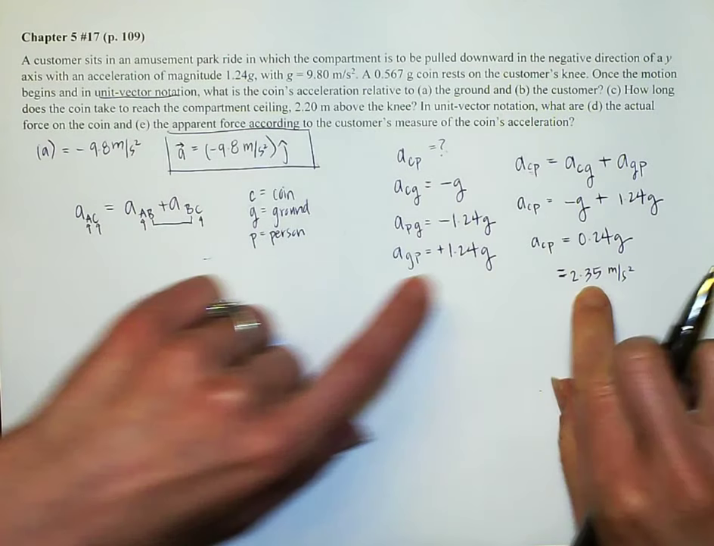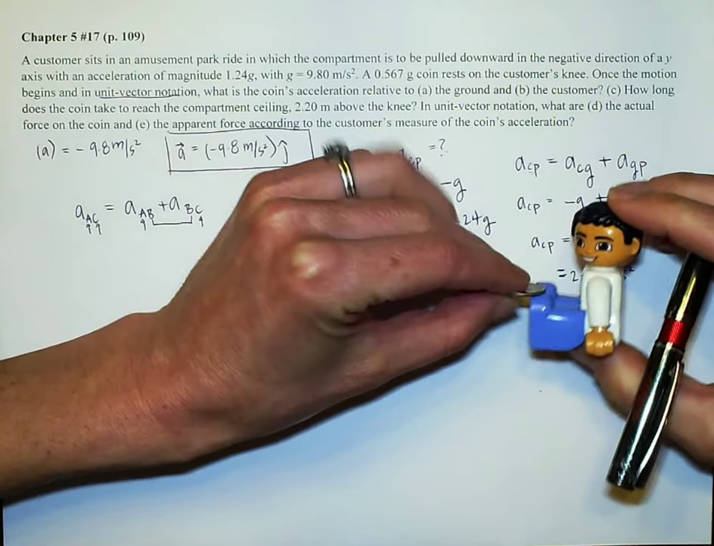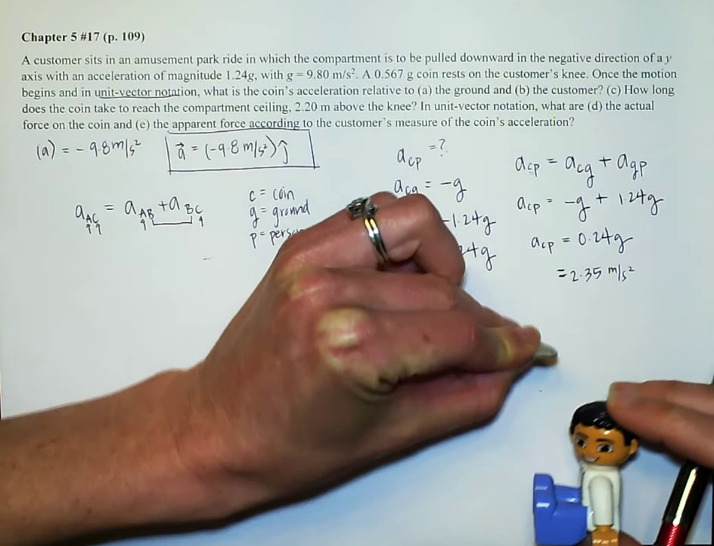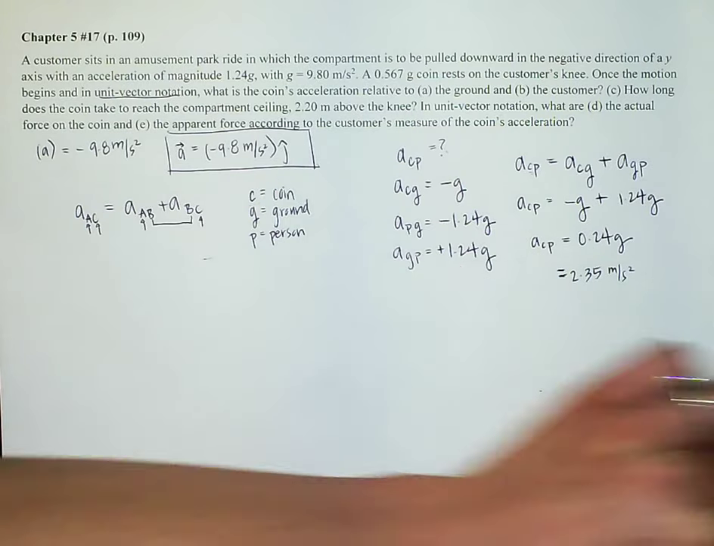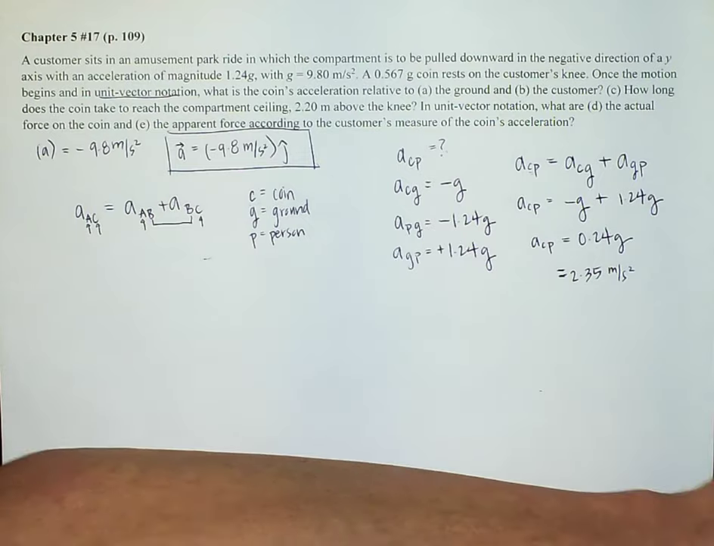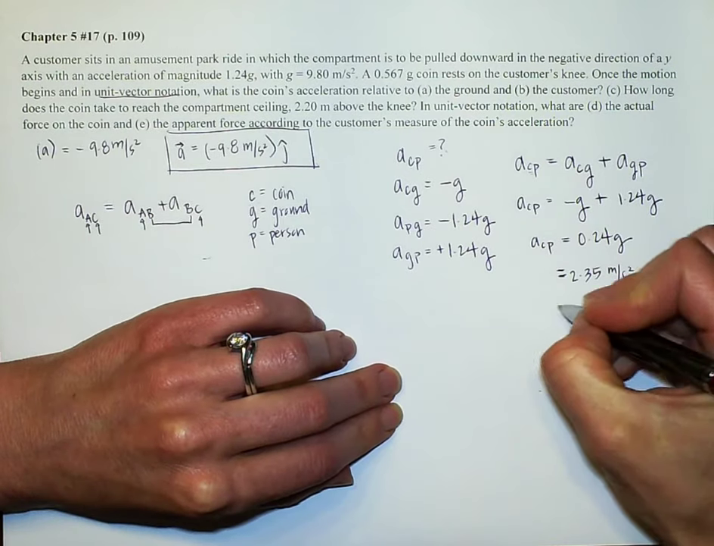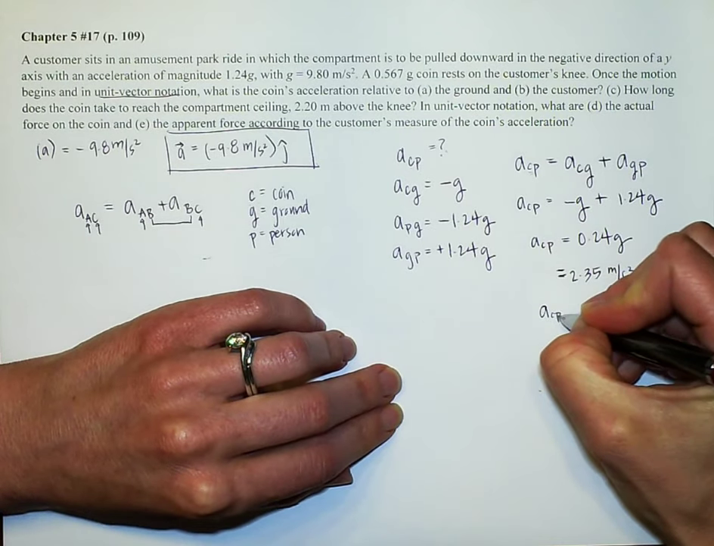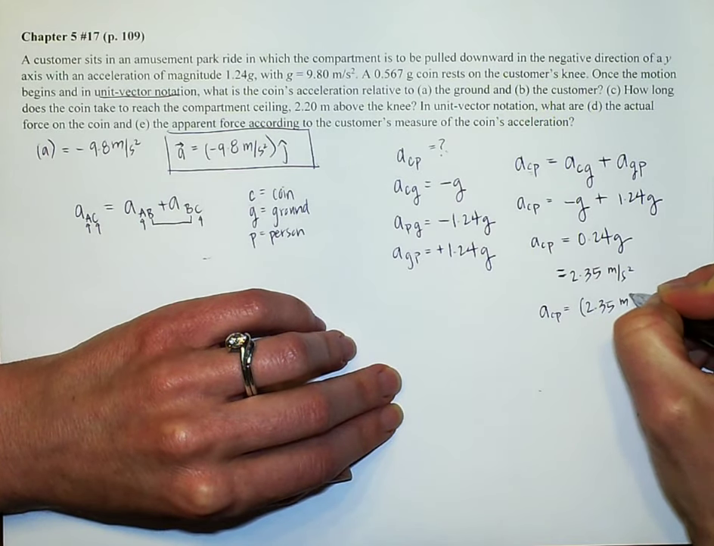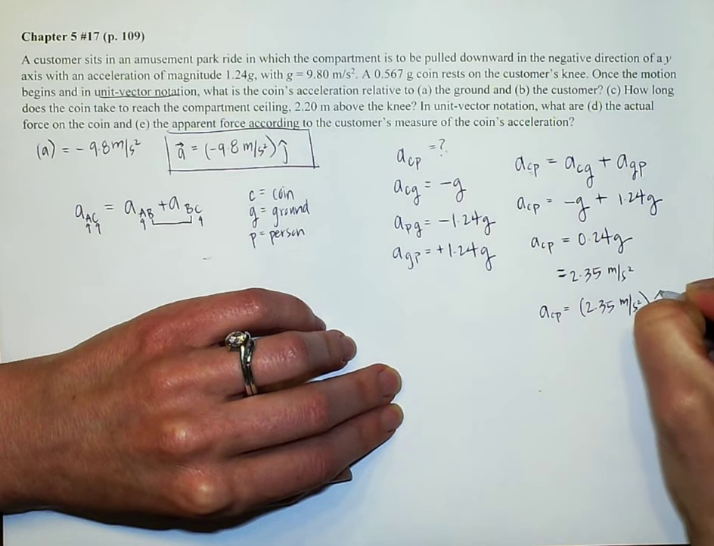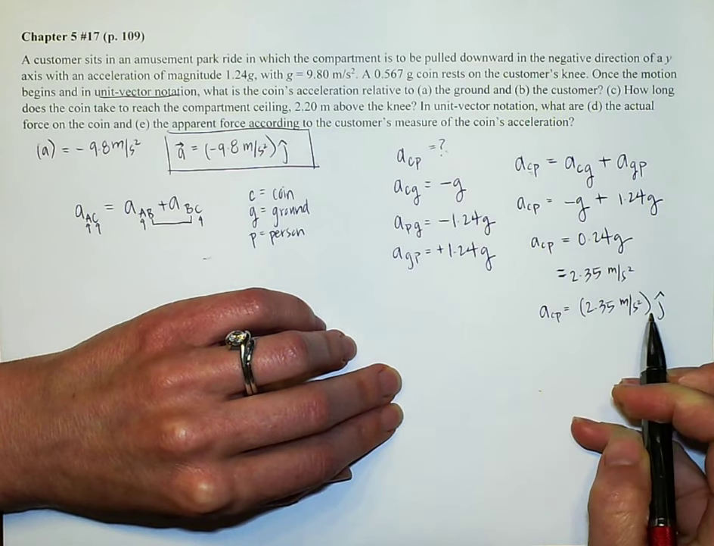And of course, we still want that in unit vector notation. And just as we suspected, acceleration of our coin with respect to the guy is going to be positive because he sees it moving up with respect to the ground, or rather with respect to himself. And so our answer, acceleration of the coin relative to the person, is going to be 2.35 meters per second squared j hat. And so we have solved for part B.